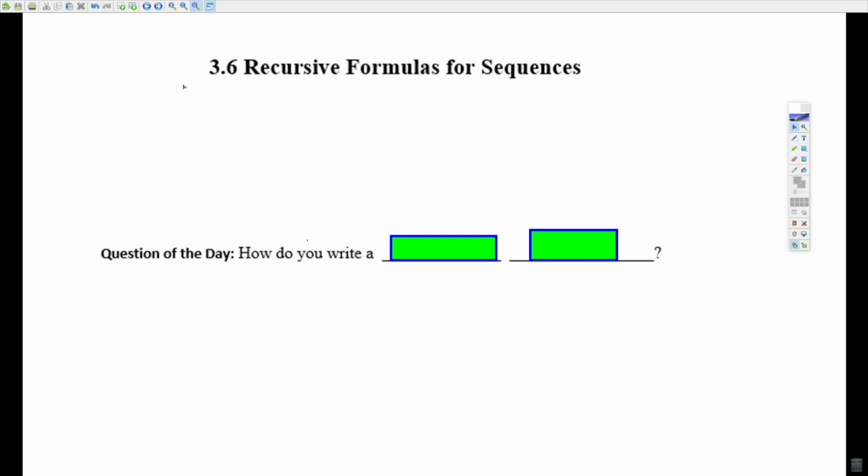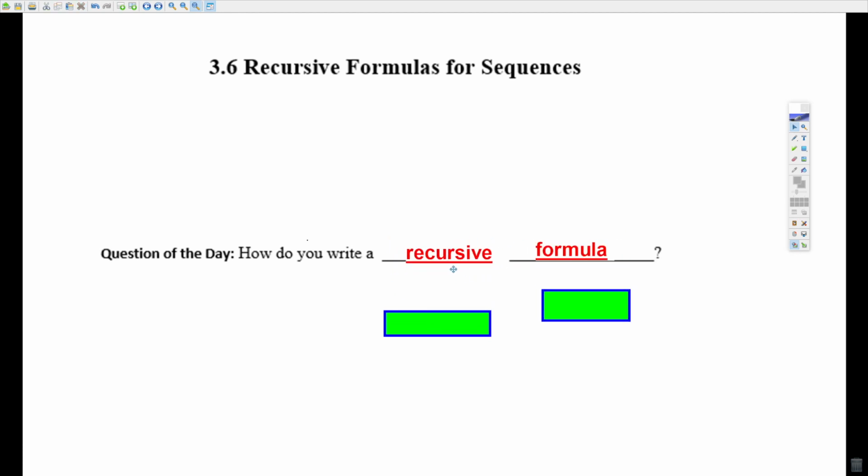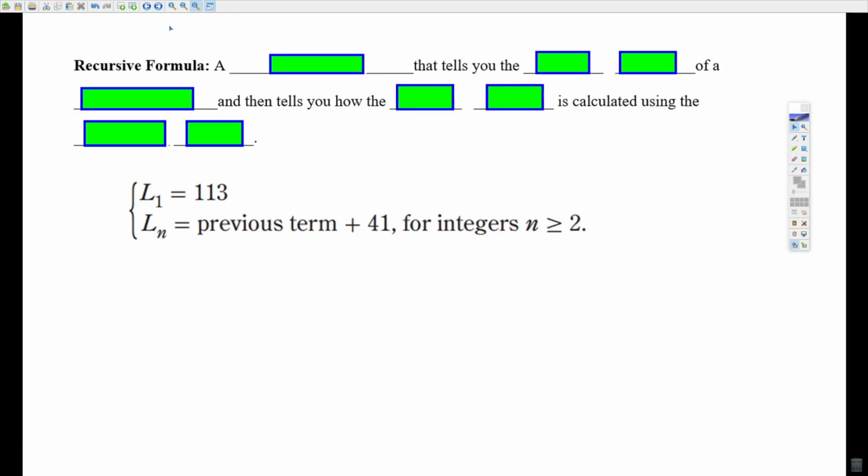So we're going to now jump to 3.6, which is called recursive formulas for sequences. So the question for today is, how do you write a recursive formula? That's a new word, recursive. We've done explicit before, and now we're going to do something called recursive. So what is a recursive formula?